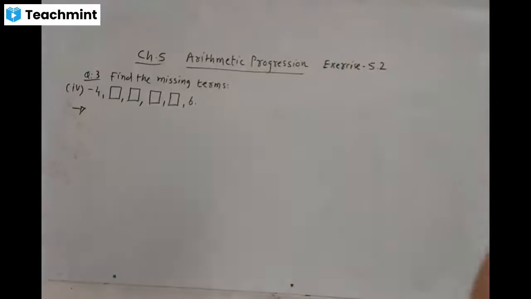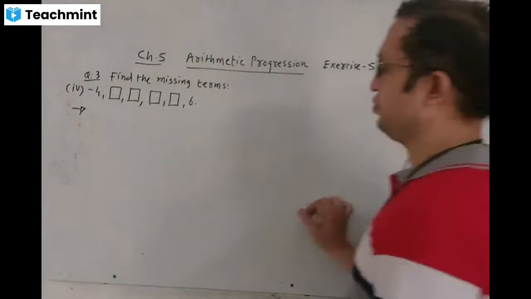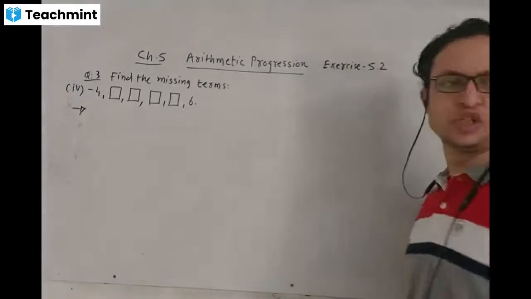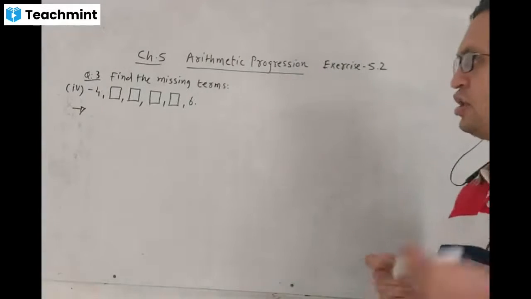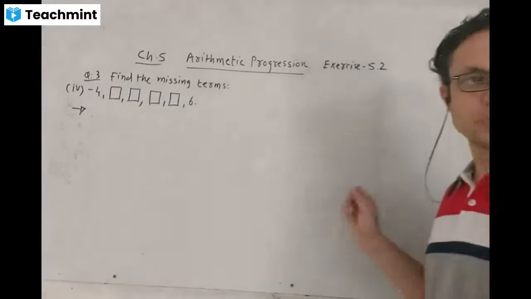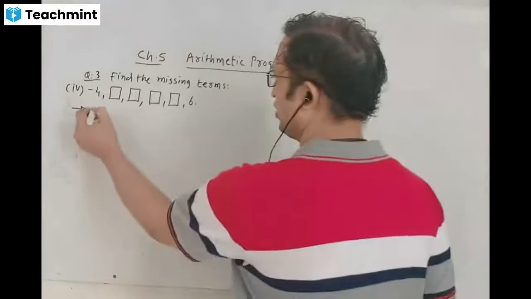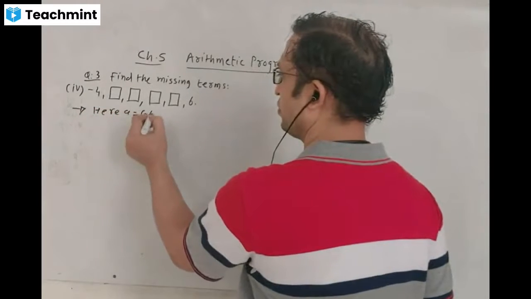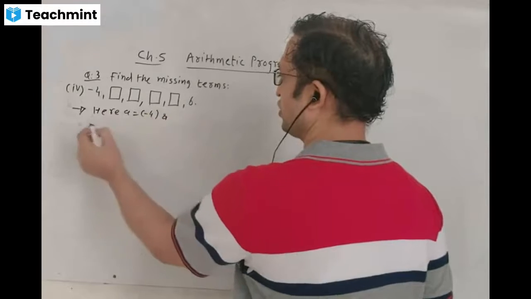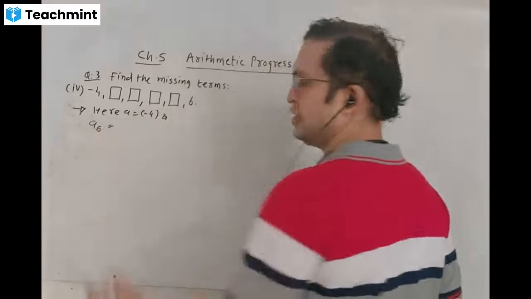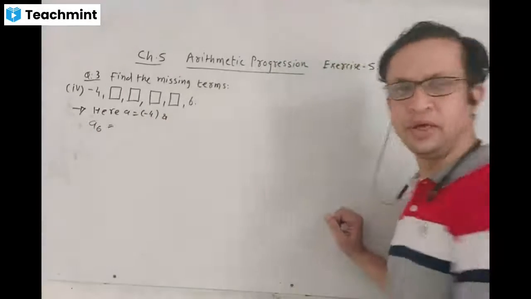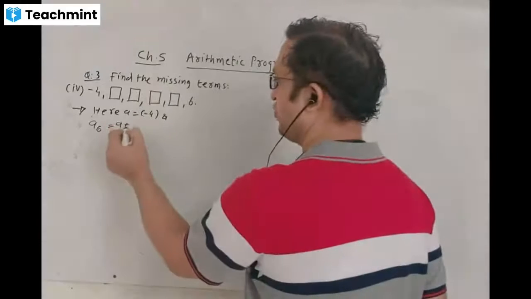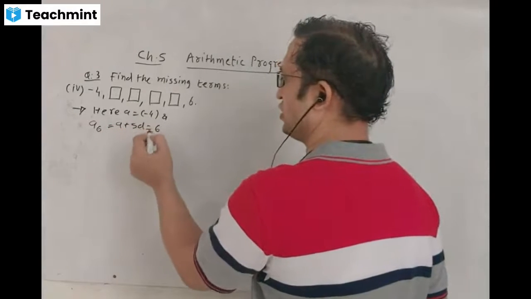Okay. Let's find the missing terms. The first term is minus 4 and the sixth term is 6. First term is minus 4. Here a is equal to minus 4 and the sixth term a6, that means a plus 5d. a plus 5d is equal to 6.